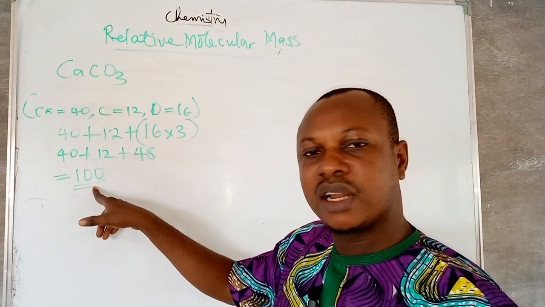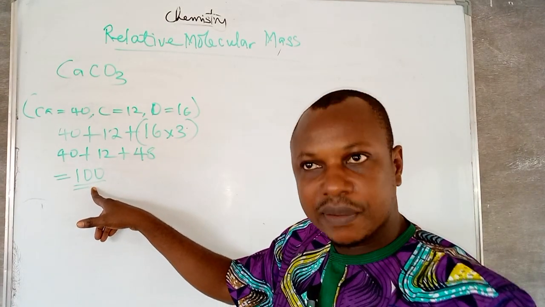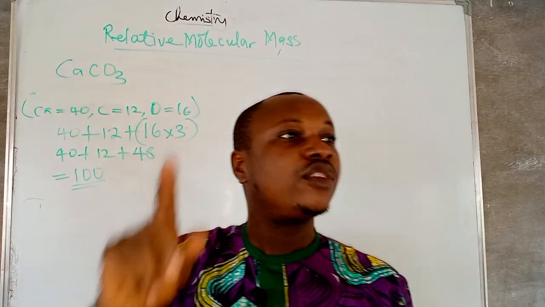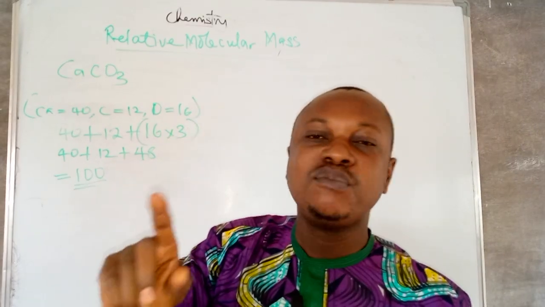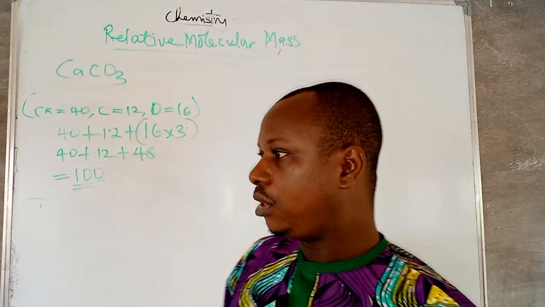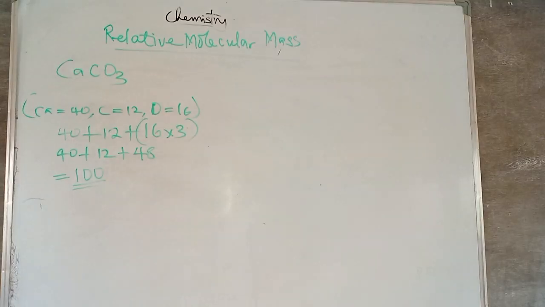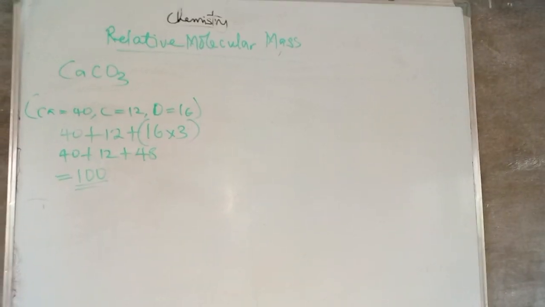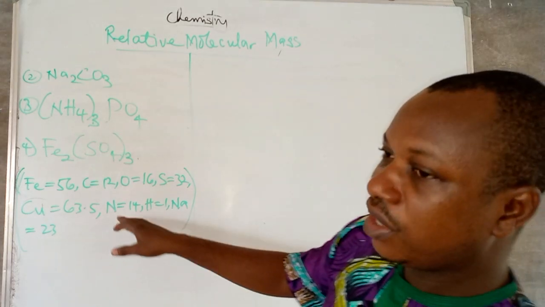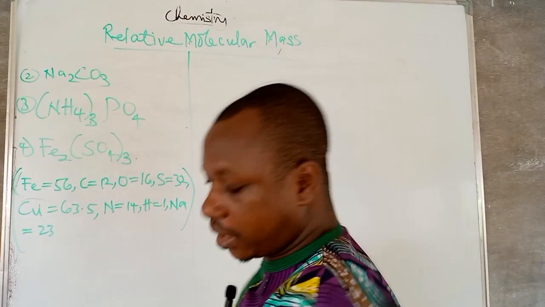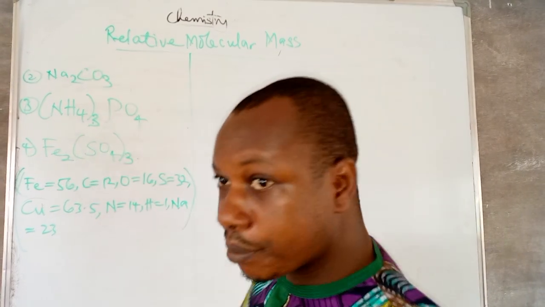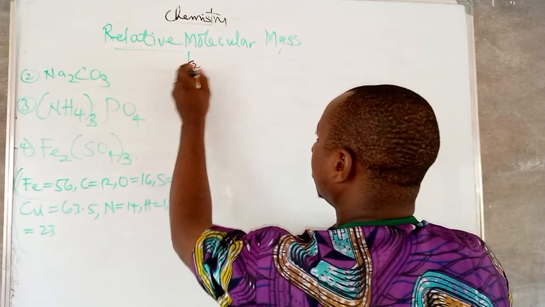And don't forget that relative molecular mass has no unit, just like relative atomic mass has no unit. Remember, if you're talking about relative atomic mass, we are referring to one element. But relative molecular mass is talking about a molecule or compound. Let's see further examples. Let us see example 2. Luckily for us, they are giving us relative atomic masses. They will always put them in brackets. They have given us relative atomic masses of the respective elements in those compounds.